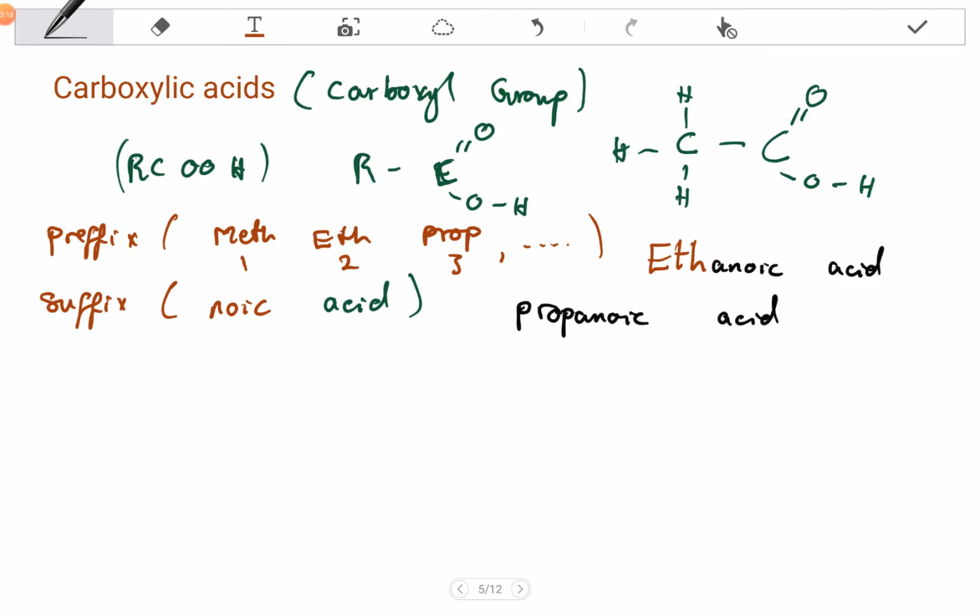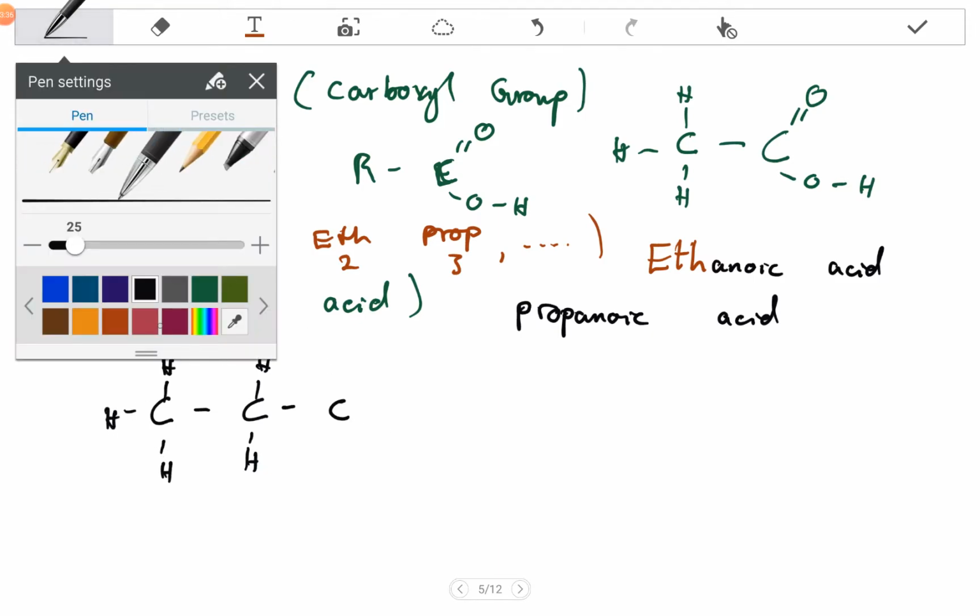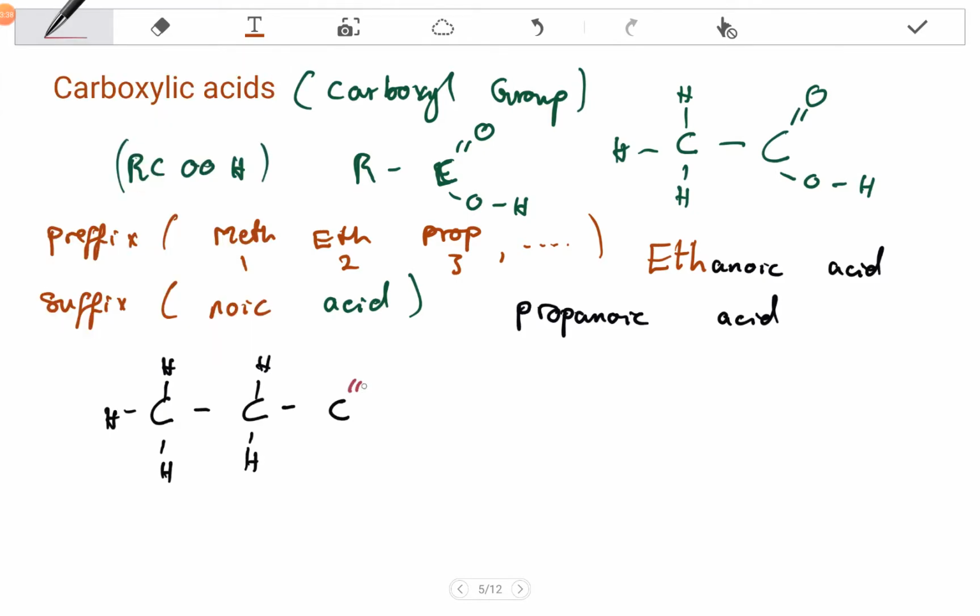Can you draw the structure of propanoic acid? The structure of propanoic acid is going to be 1, 2, 3, with the functional group on the 3rd carbon. So we have this. Okay, so this is propanoic acid.